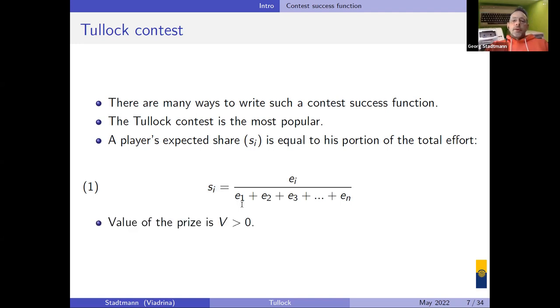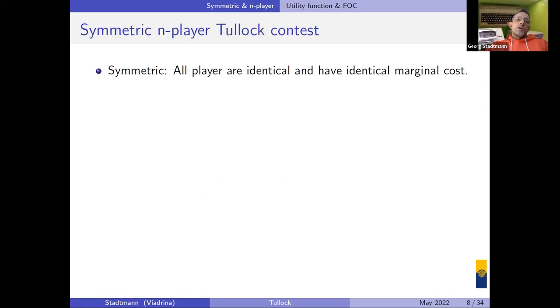Then we have to think about the prize money. Prize money is positive. Okay, these are the basic assumptions. And now we will switch to the symmetric n-player Tullock contest. Symmetric implies that all players are identical. All players are identical and have identical marginal cost.